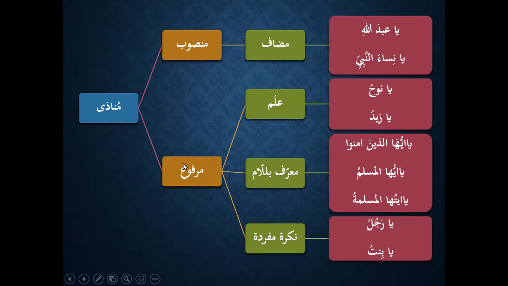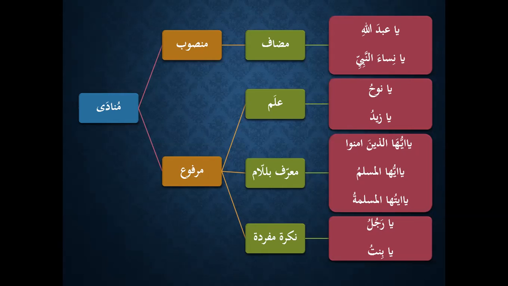And other situations where it would be marfu predominantly. There is a condition where it could be majrur, but we'll leave it for the time being. That you would cover inshallah in a different level. So if you just call upon someone, a proper noun, Ya Nuhu, it would be marfu. Ya Nuhu, not Nuhun. Ya Muhammadun, no, you would say Ya Muhammadu. Ya Zaidun becomes Ya Zaidu, Ya Yunusu, Ya Umaru, whoever.